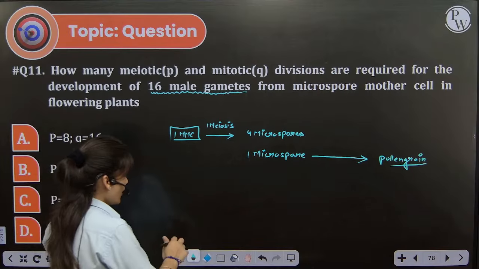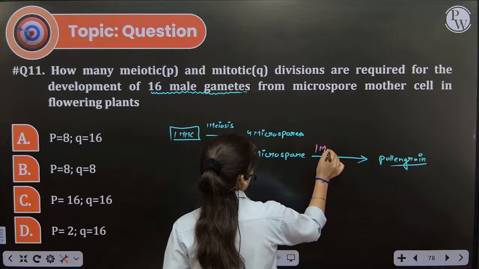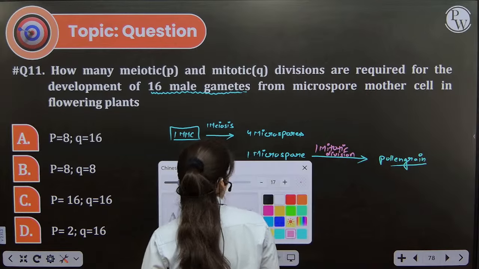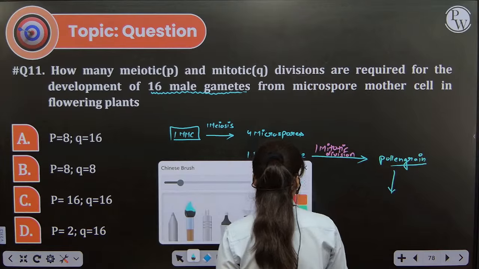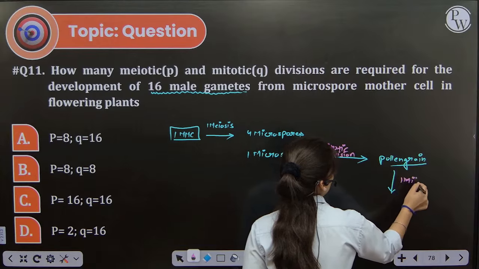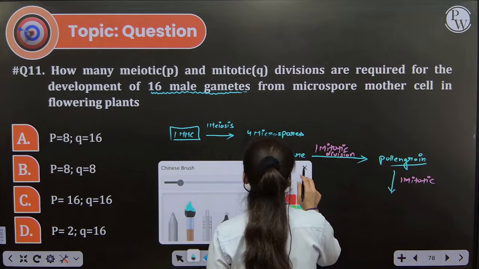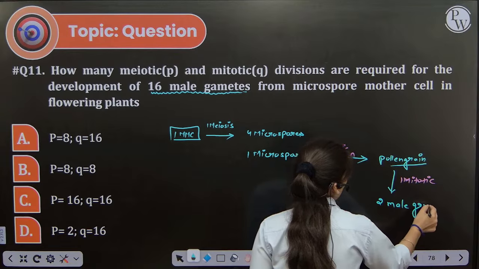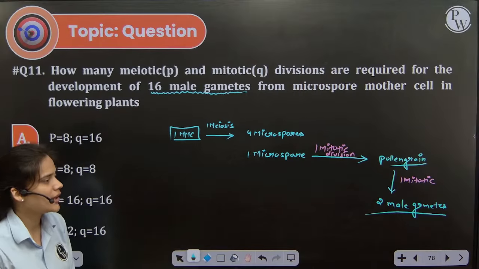Tell me. One microspore undergoes one mitotic division to form pollen grain, and again that pollen grain undergoes one more mitotic division to form how many male gametes? Two male gametes. And in the question, we are supposed to find out for 16 male gametes.